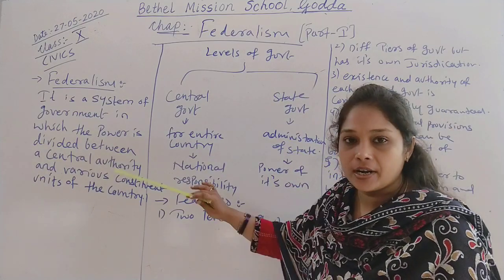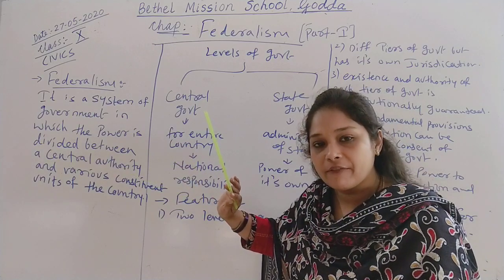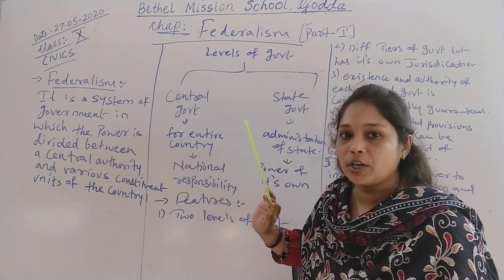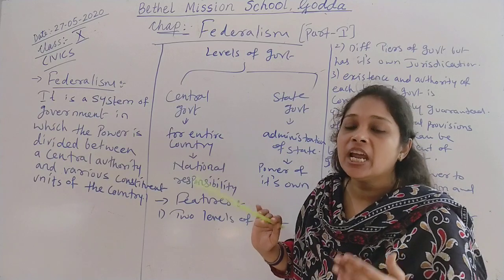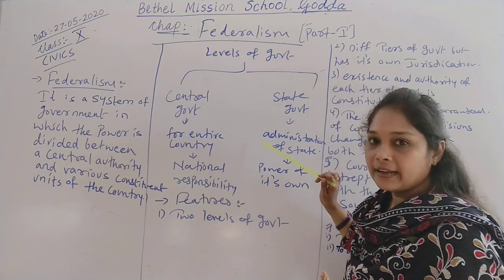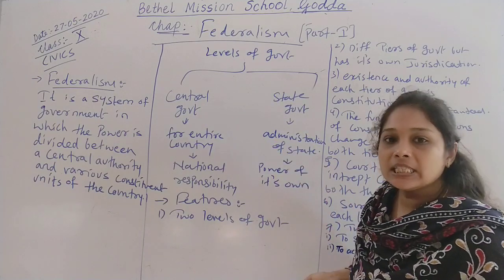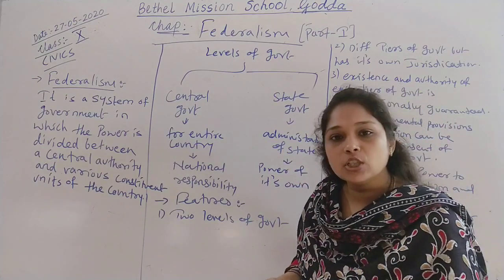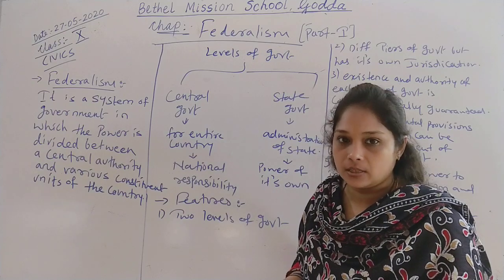So when we talk about federalism, it is a system of government in which we have two sets of government, or you can say power is divided between different levels of government. That is the central government and the state government. These are the two levels of government when we talk about federalism.